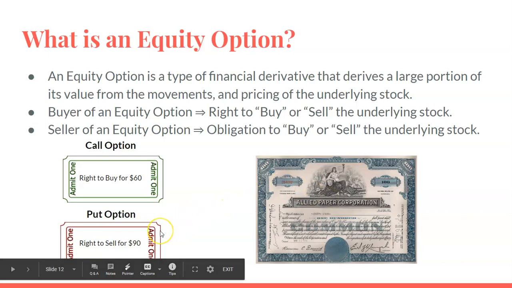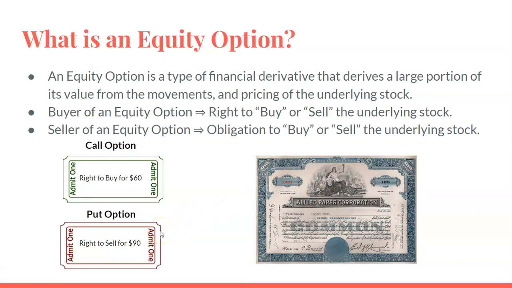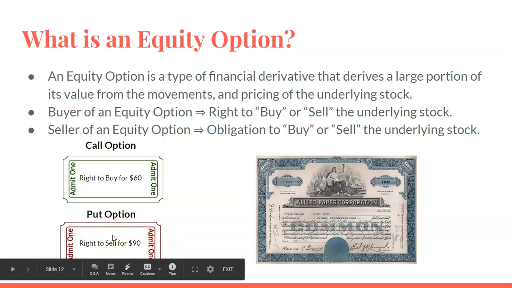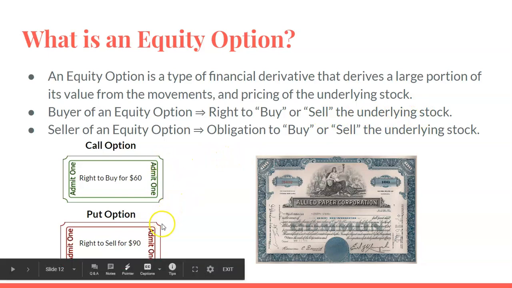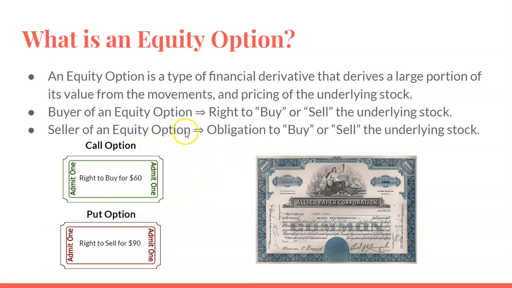If you buy a put option, you're also buying a little ticket, but this little ticket then gives you the right to sell the stock certificate that you might already own later on. So the buyer of an option has the right to buy or sell the underlying stock depending on if they buy a call option or a put option. Now the seller of an equity option has the obligation to buy or to sell the underlying stock.